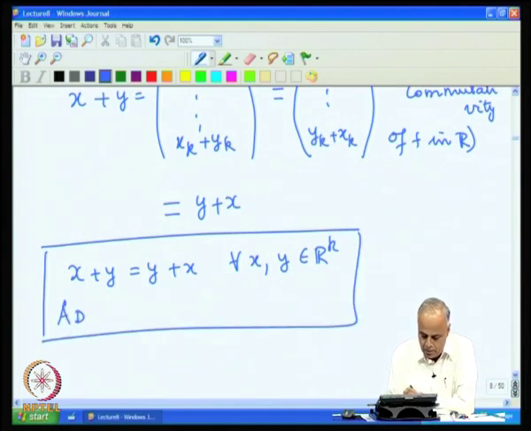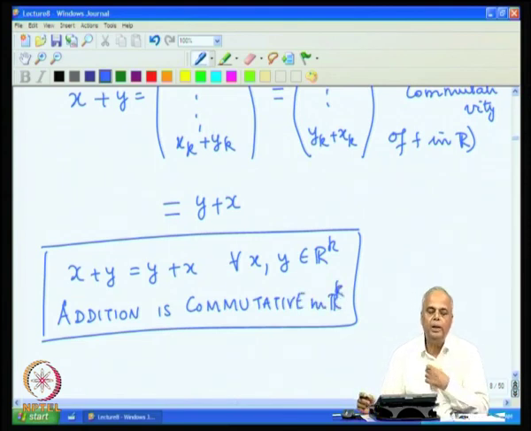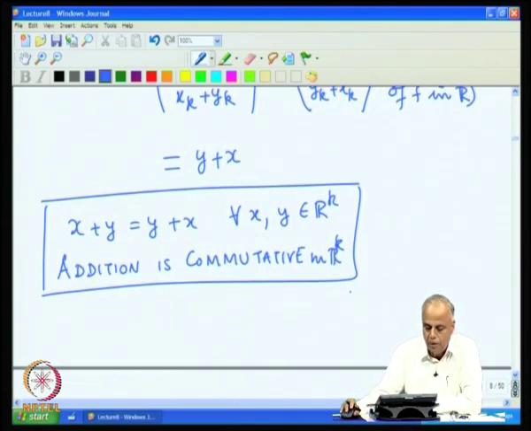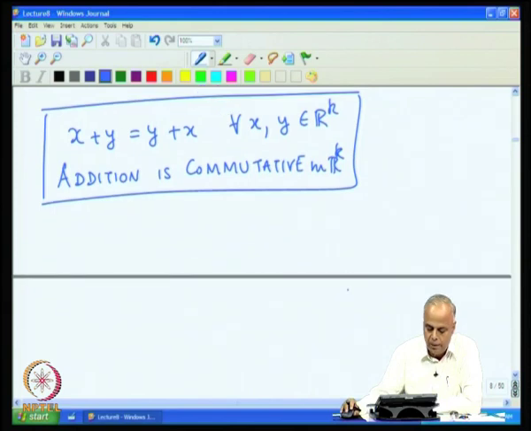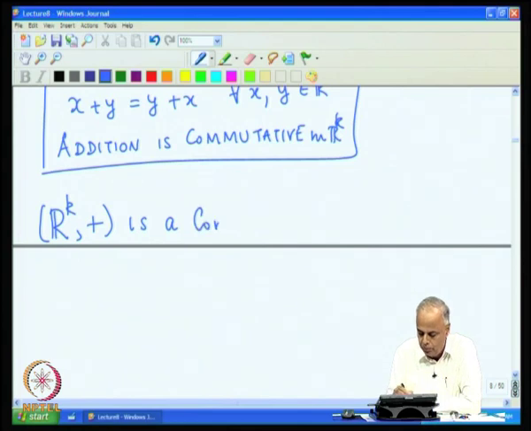Or addition is commutative in R k. Now, we have already seen R k forms a group with respect to addition, and if this particular addition is also commutative, we find that it is a commutative group. R k with respect to the addition is a commutative group.